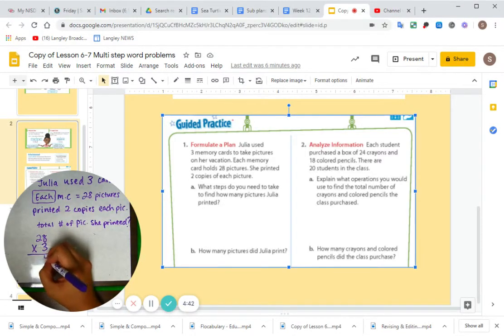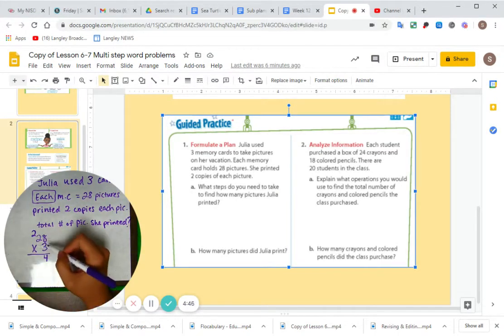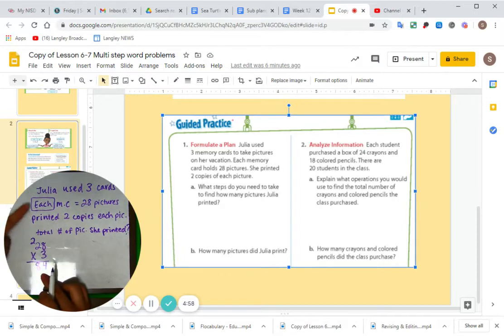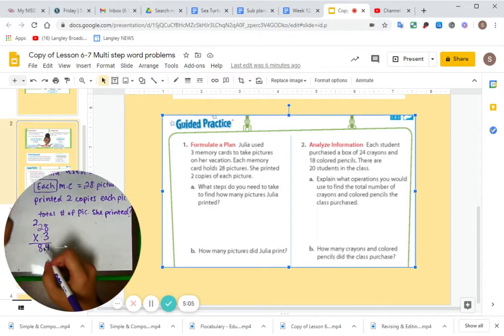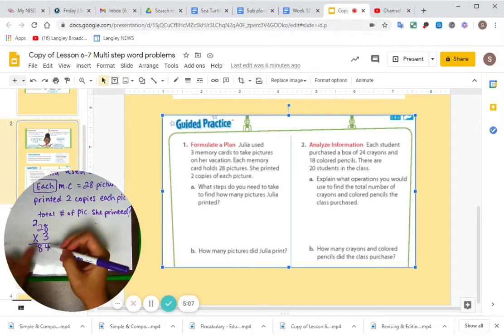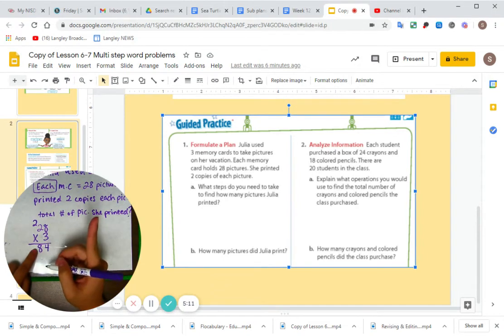Good, 24. So we're going to put the 4 down, and we'll carry the 2. Okay, now I'm going to do 3 times 2. What does that equal? 6. Good, plus the 2. Good, 8. So I get 84. So in total, she used those 3 memory cards, and each of those memory cards held 28 pictures. So altogether, she took a total of 84 pictures on her trip.